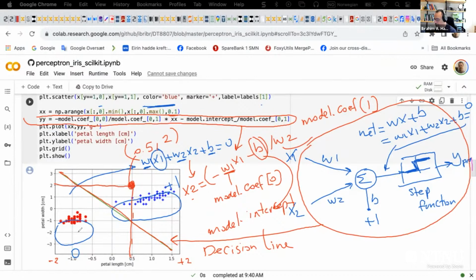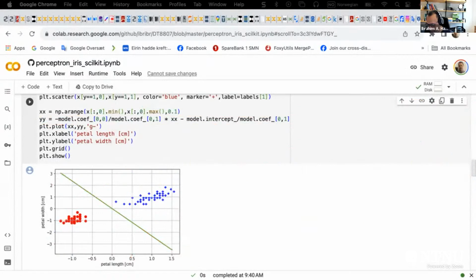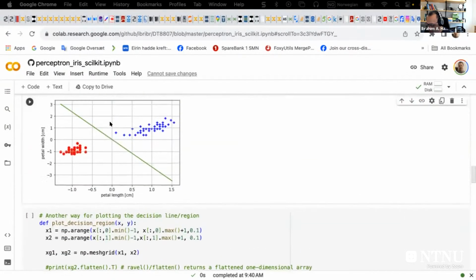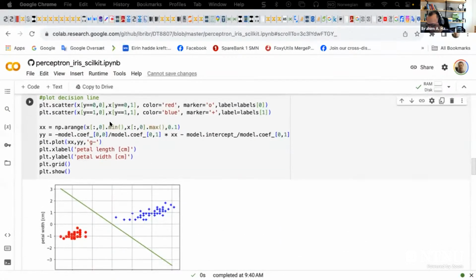That is it. So in fact, our model is this decision line. Our model is this line. We build this model to get this decision line, and we will use this decision line for solving similar problems in the future. So this is one way for plotting this decision line, which is very simple.